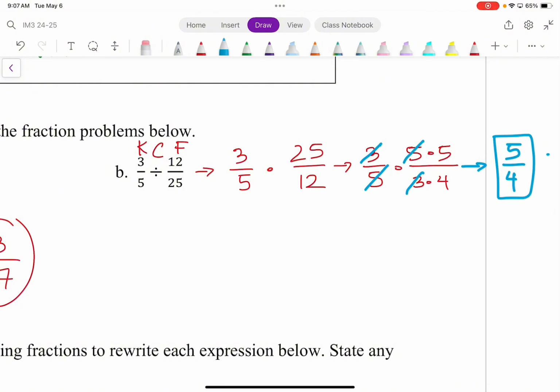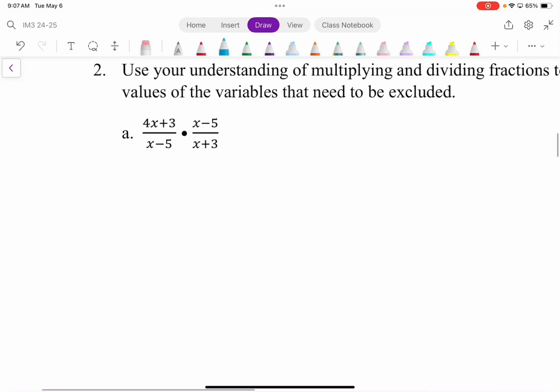All right. Are you ready to start applying this with some variables? Let's do it. All right, so you want to use your understanding of multiplying and dividing fractions to extend it to work like this right here. So (4x + 3)/(x - 5) times (x - 5)/(x + 3).